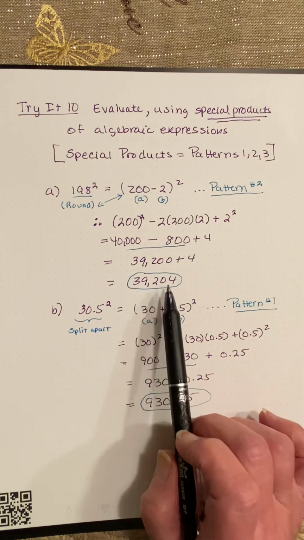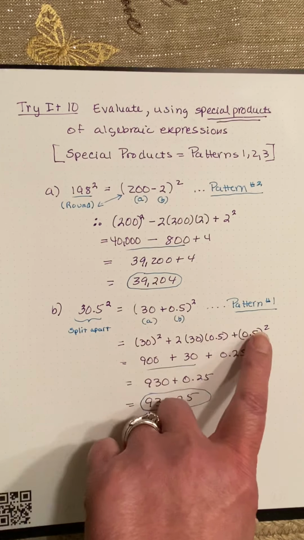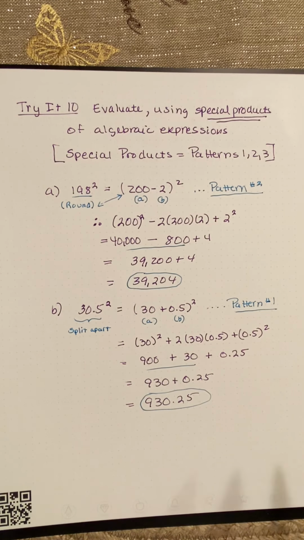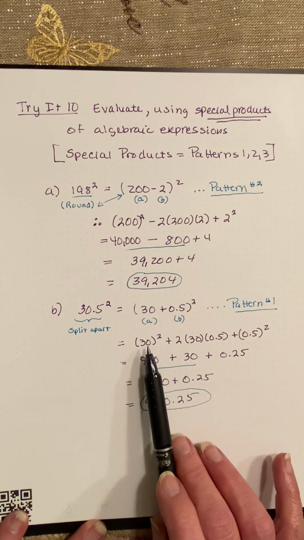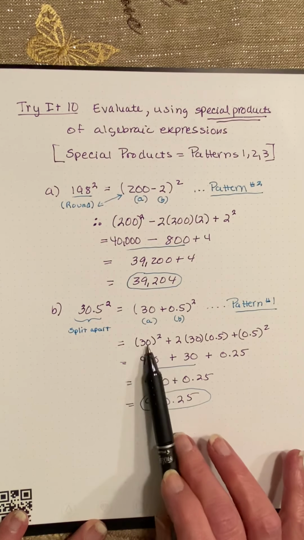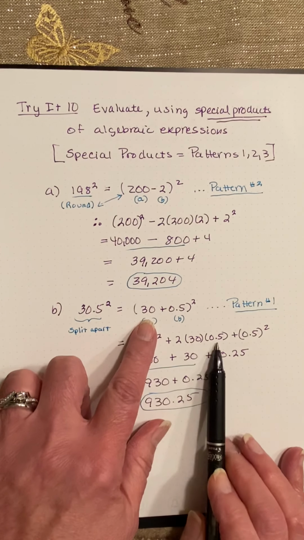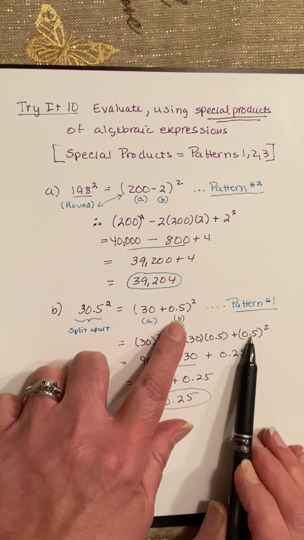The next problem, letter B, we want to take 30.5 squared. In this case, I'm going to split apart my whole number and my decimal to 30 plus 0.5 squared. Now I have pattern 1 because a and b are added and then we square it. So again, plugging into the formula, we have a squared, which is 30 squared, plus 2 times a times b plus b squared.